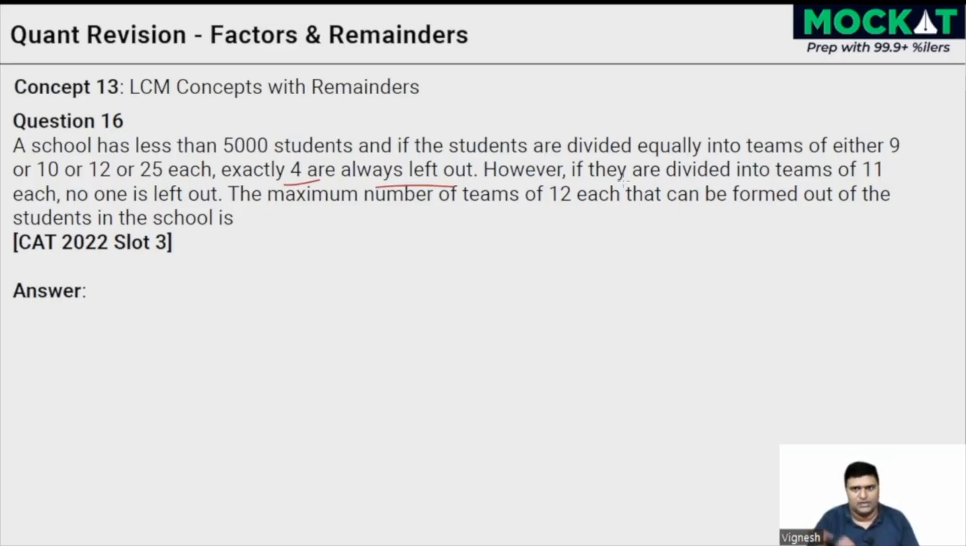Remainder, if I'm dividing into groups of 10, 4 are left out. That's the remainder. All right. So what is the format? The number of students in the school, which is less than 5,000, is nothing but k into LCM of 9, 10, 12, and 25.